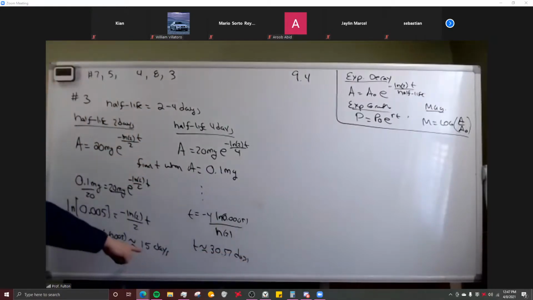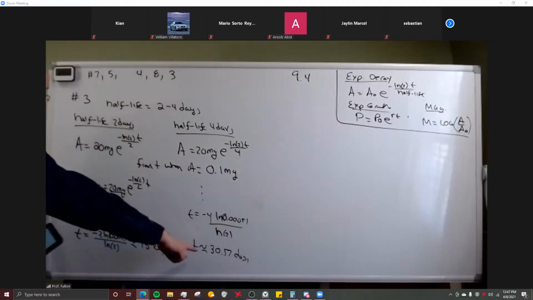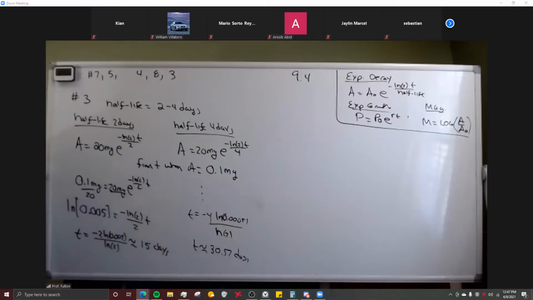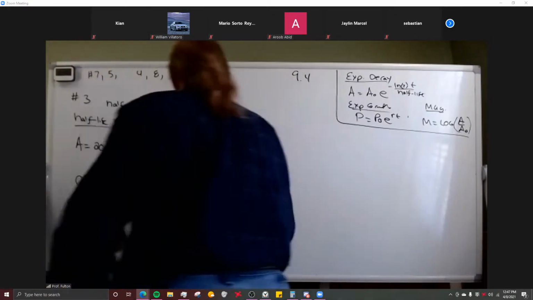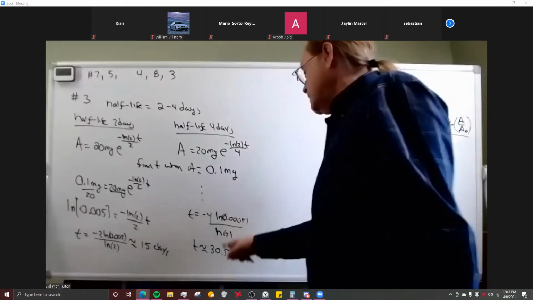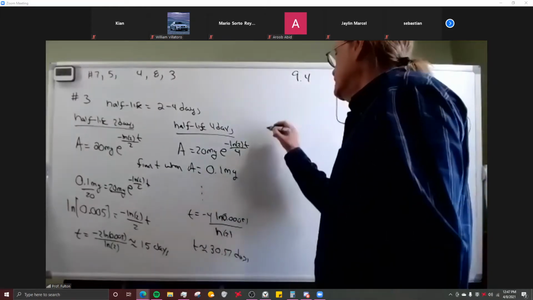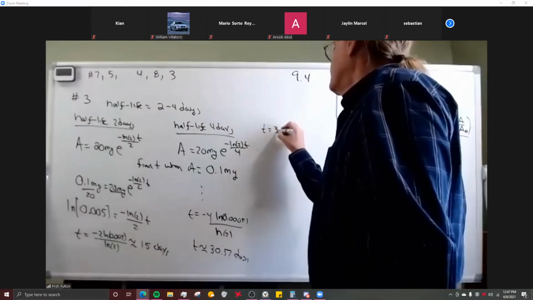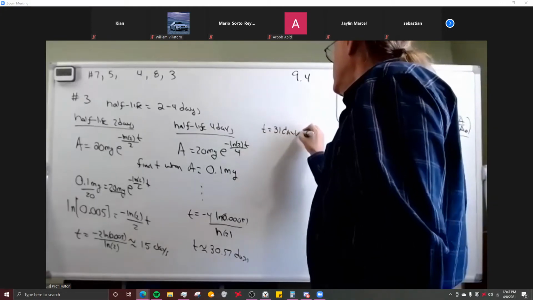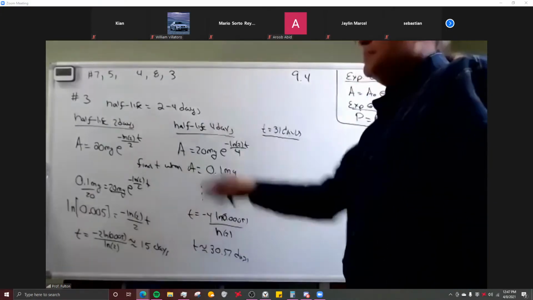This is 15 and a little over a quarter. That's 30 and a little over a half. So anywhere from 15 to 30 days. If you wanted to be sure that you were down to 0.1 milligrams, then you'd round up and say let t equal 31 days. And then I can be sure that I'm down to that level.